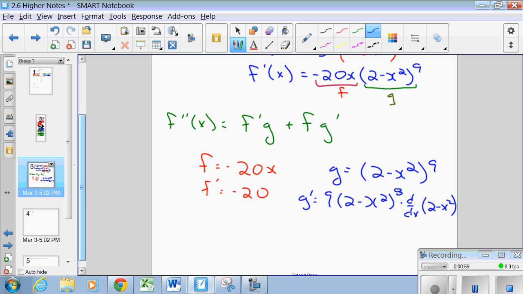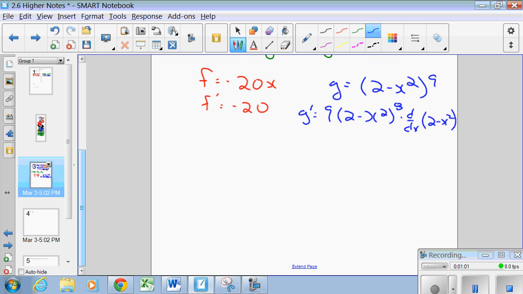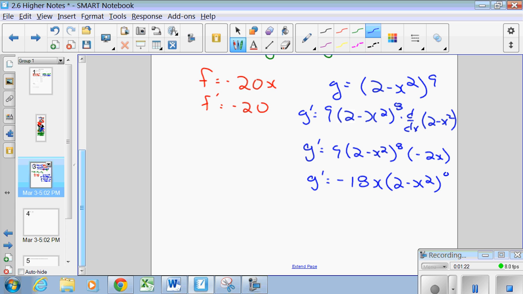So our g is going to take just a little bit more work. 9 times 2 minus x squared to the 8th times the derivative of 2 is 0, the derivative of x squared is 2x. We've got a negative in there, so it's negative 2x. So g prime is negative 18x and 2 minus x squared to the 8th. So this information now goes into our product rule, and then we're going to simplify.